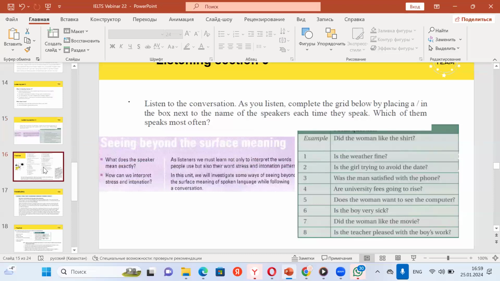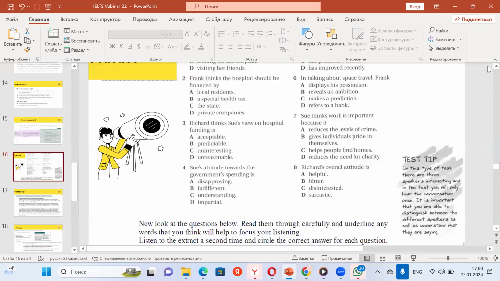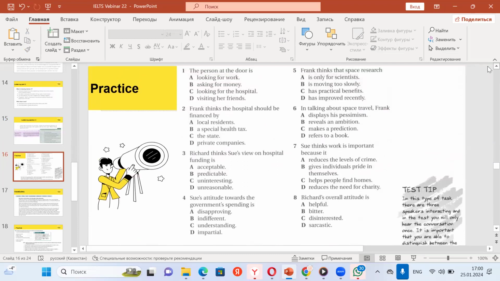Now directly from the test itself, the task: the conversation between three or four people, and they're going to share their opinions, they're going to share their views on a particular subject. Итак, we have 8 questions here, 8 questions and 4 possible options. Вспоминаем нашу тактику для работы с multiple choice question. Итак, the person at the door: looking for work, money for hospital, visiting friends.